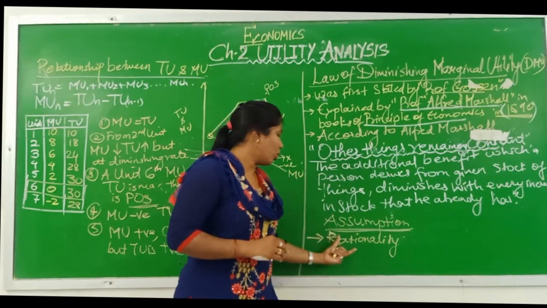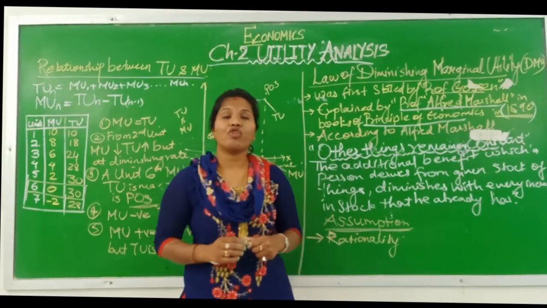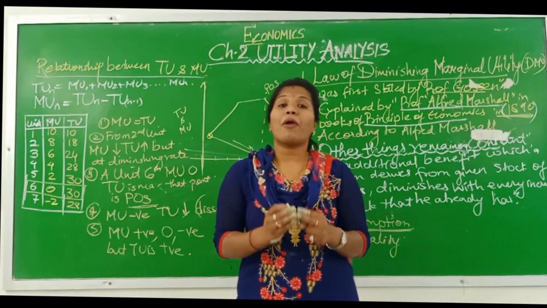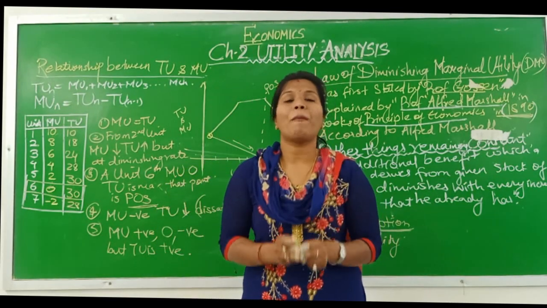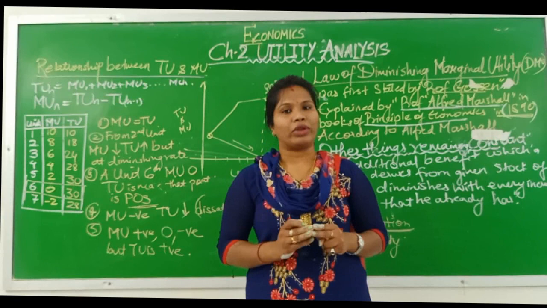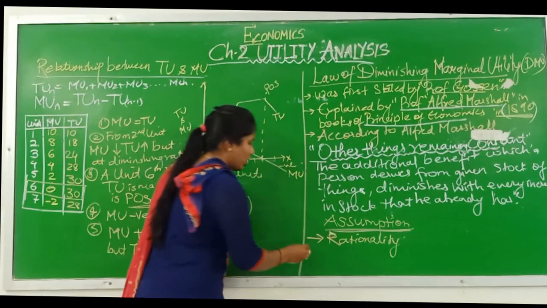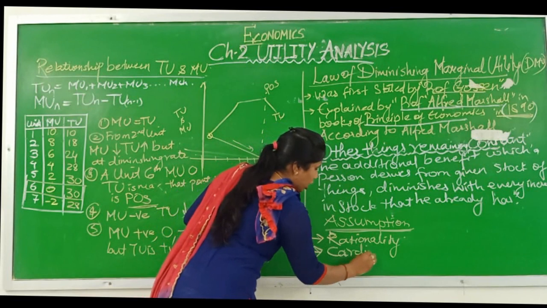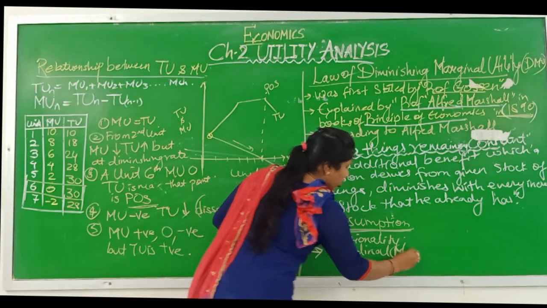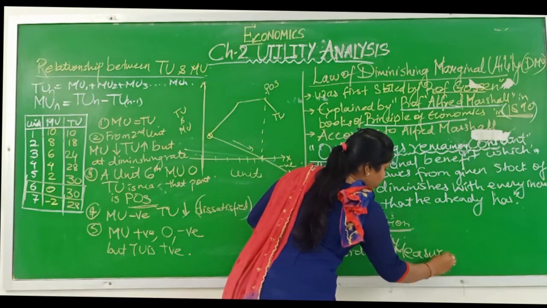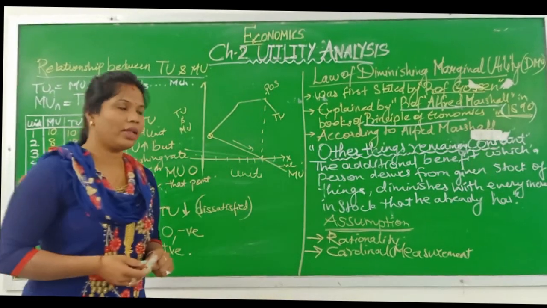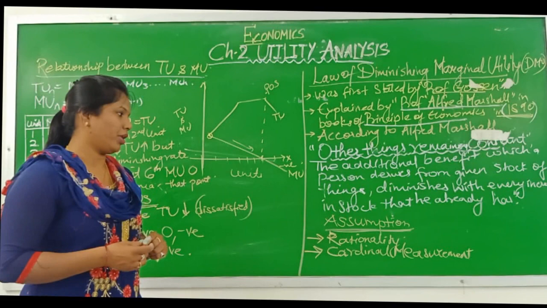So what does rationality mean? He should be a rational consumer. A rational consumer means he should be in a proper state of mind to take the proper decision for the utility. The second one is cardinal measurement.